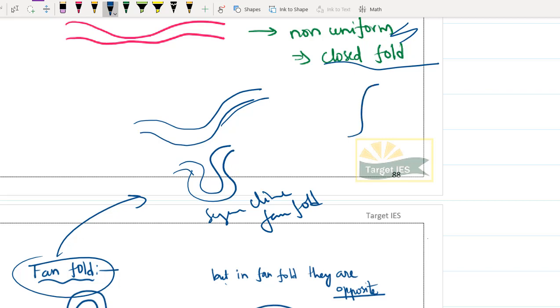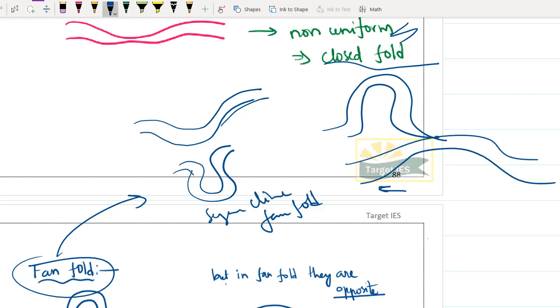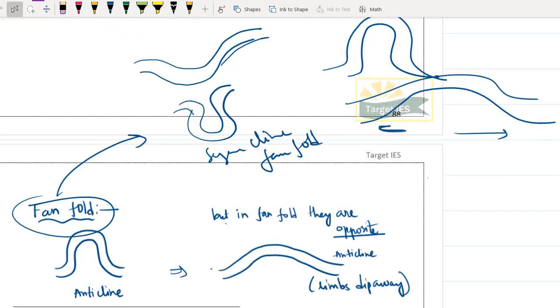And what was anticline? Anticline was something like this, right? The limbs were coming closer. So here what will happen? Anticline fan fold, what will it be? It will be something like this. Your limbs will be moving away. As simple as that. I hope you got the point, right?